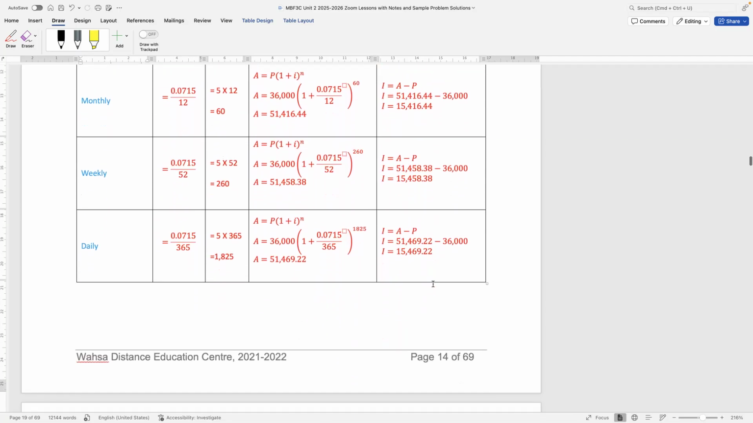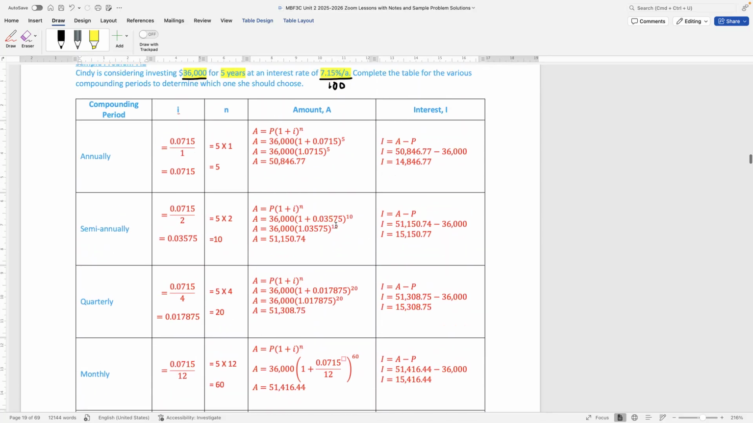The next one is going to be monthly. Monthly means 12 times per year, if you go back up to that table. So 0.0715 divided by 12. Now I get a number that's repeating. I don't want to round the numbers off because when we're doing these sorts of problems, you round in the final step. So we're not going to round here. We're going to leave 0.0715 divided by 12 in the calculator and not write it down.